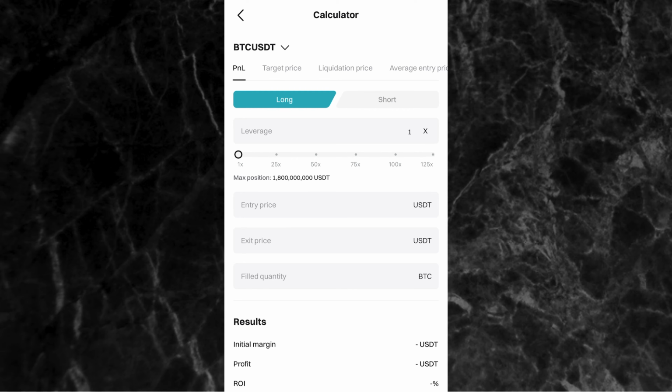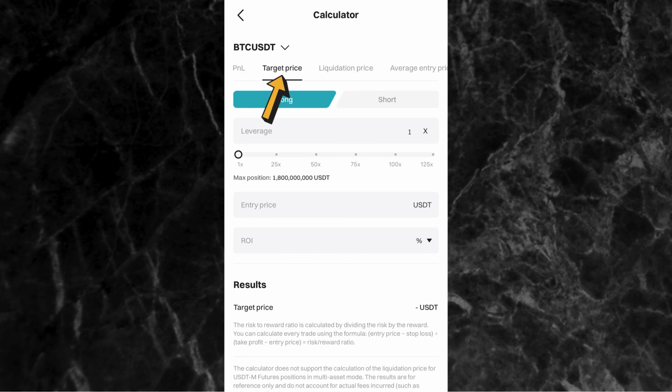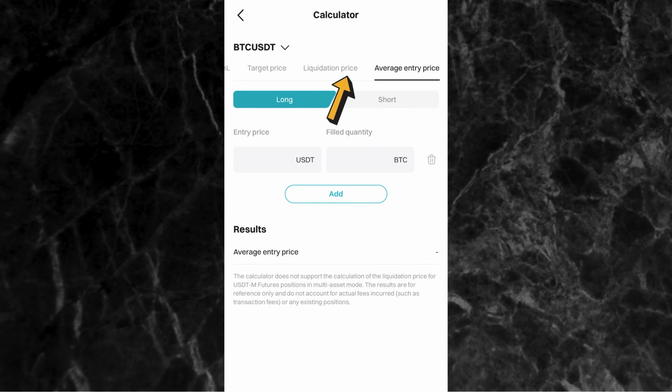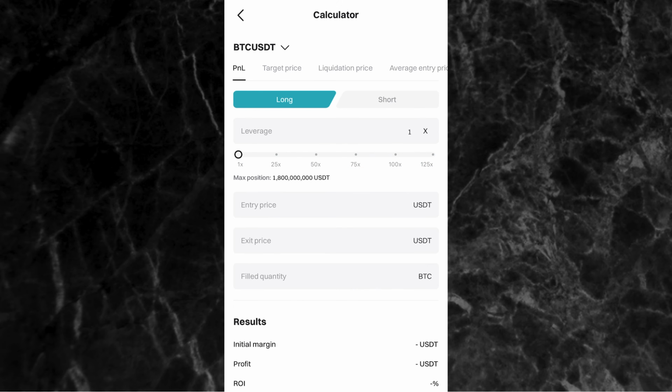As you can see on the screen, you can calculate your P&L, which is your profit and your loss. You can calculate your target price, which is your take profit. You can calculate your liquidation price, and you can calculate your average entry price. In this video, I'll show you how you can use the futures trading calculator to do all of these things. Now, starting with the profit and loss.